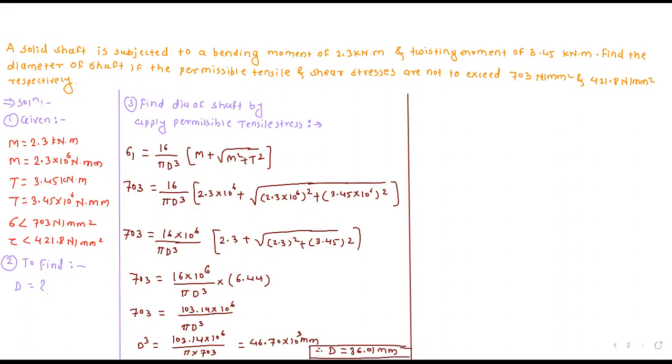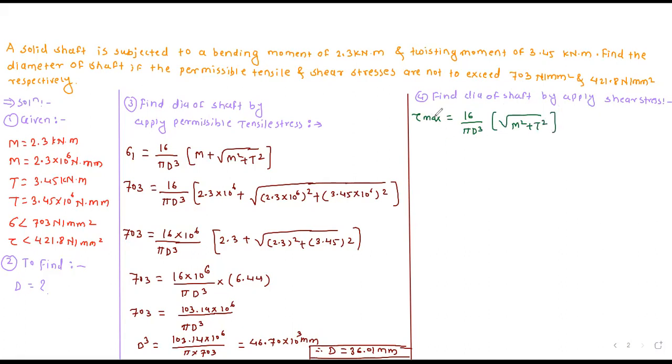Now we will check from shear stress. So the next step is to find the diameter of the shaft by applying the shear stress equation. So tau max is equal to 16 divided by pi d cube into the bracket, square root of M square plus T square.